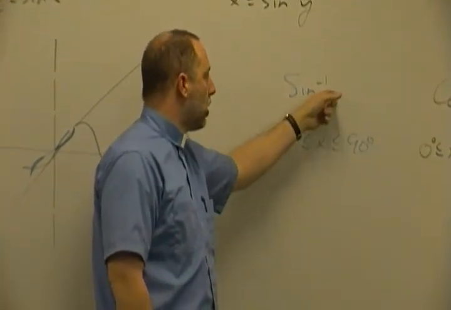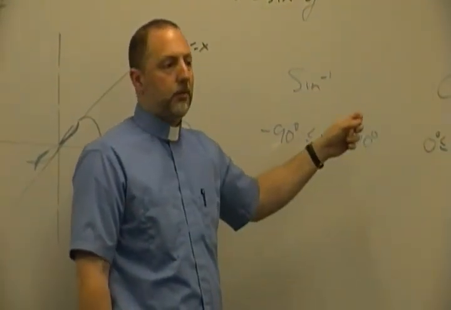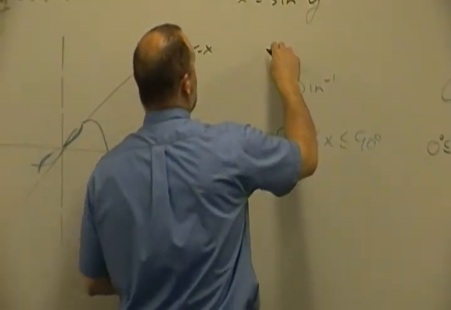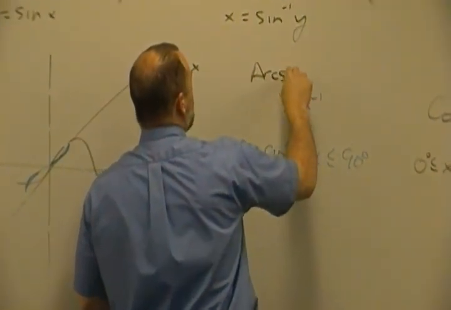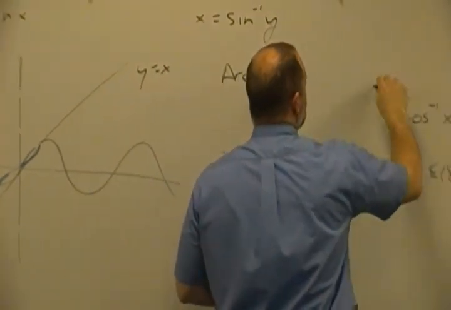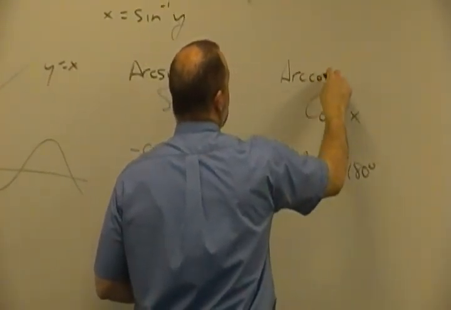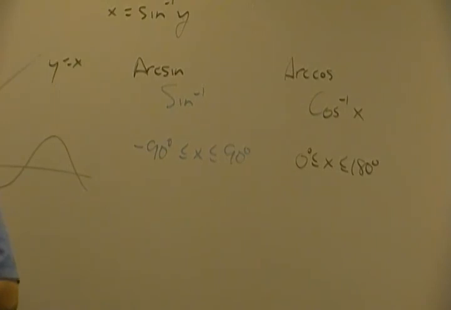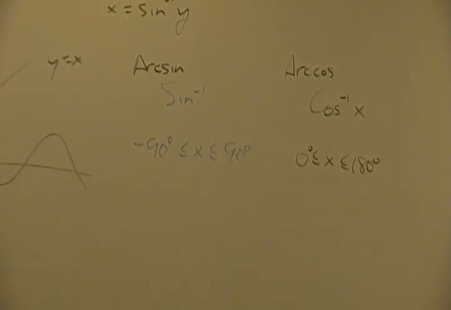So some textbooks don't like writing this because they think it's confusing. And so sometimes you'll see instead of sine inverse, they'll call this the arc sine. And sometimes they'll call this the arc cosine, so that there's no confusion between the two of them. Questions? Be a good place to hit that.